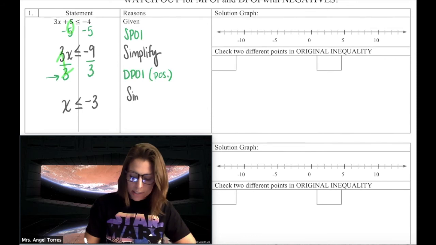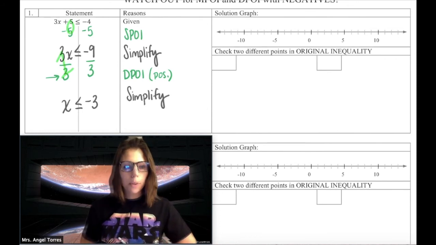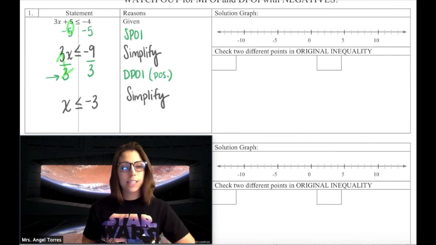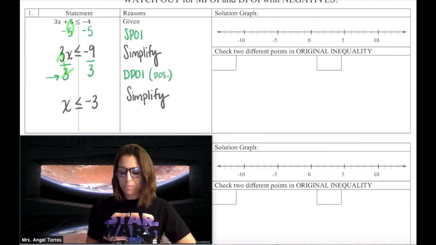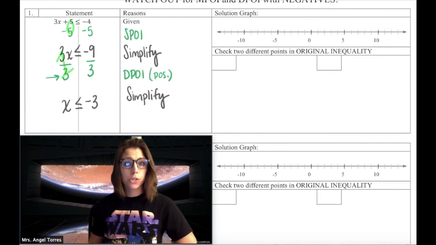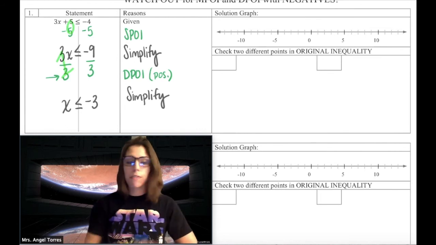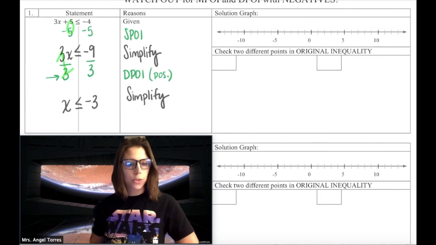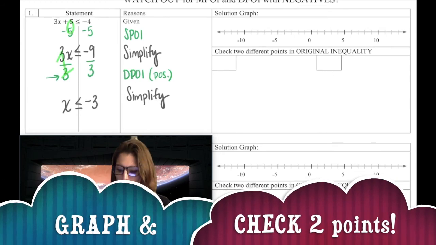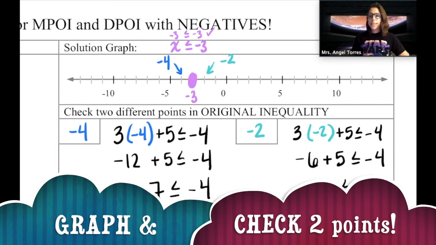So since none of the signs have changed, I don't have to change anything about my symbol, and I'm pretty sure that I've correctly solved this inequality. However, there's only one way to be sure, and that's by doing the graphing and the checking. So let's go ahead and do that now. Let's see how you did.